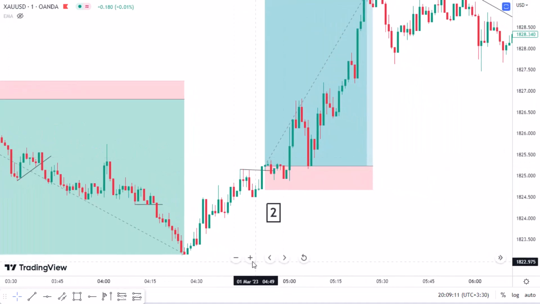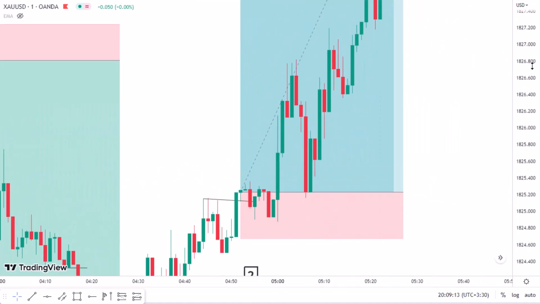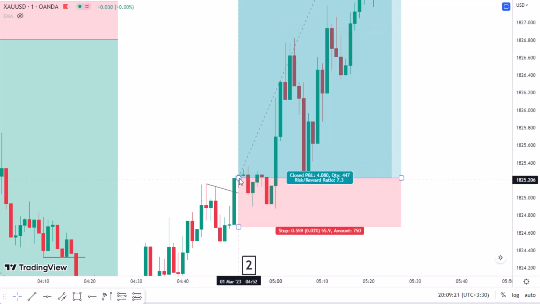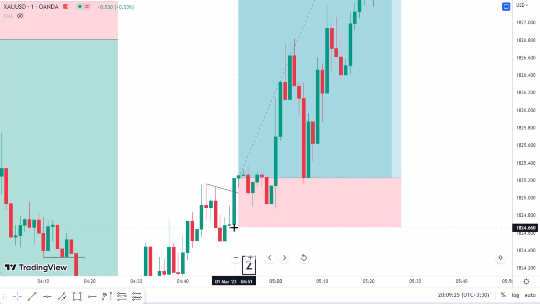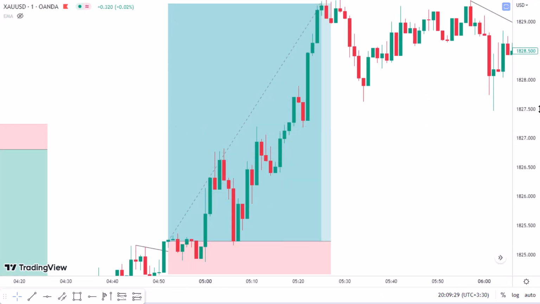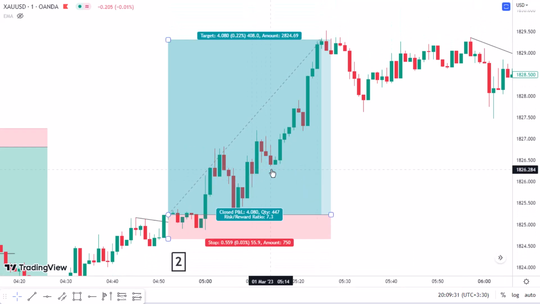On the second position we have a trend line here which is actually like this with 2 touches. On the third time it breaks it here, we enter the buy position, put our stop loss below the candle and look for risk to reward 2, which gives us a reward of 7.